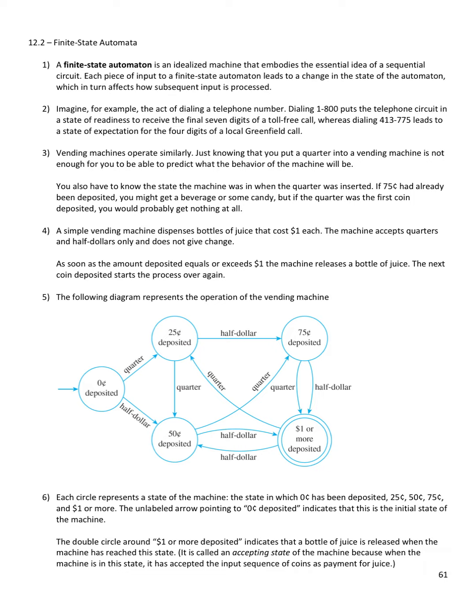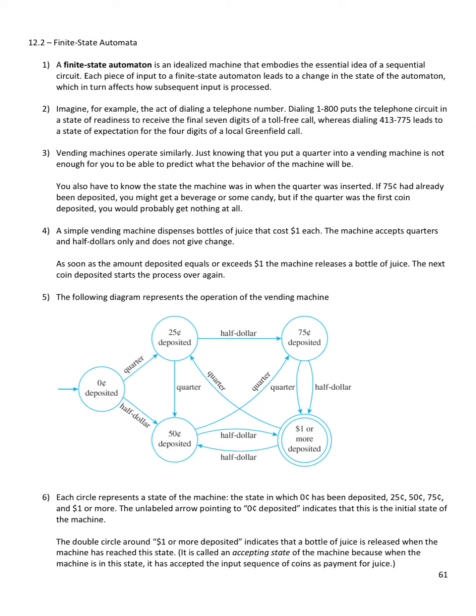Vending machines operate similarly. Just knowing that you put a quarter into a vending machine is not enough for you to be able to predict what the behavior of the machine will be. You also have to know the state the machine was in when the quarter was inserted. If 75 cents had already been deposited, you might get a beverage or some candy. But if the quarter was the first coin deposited, you would probably get nothing.